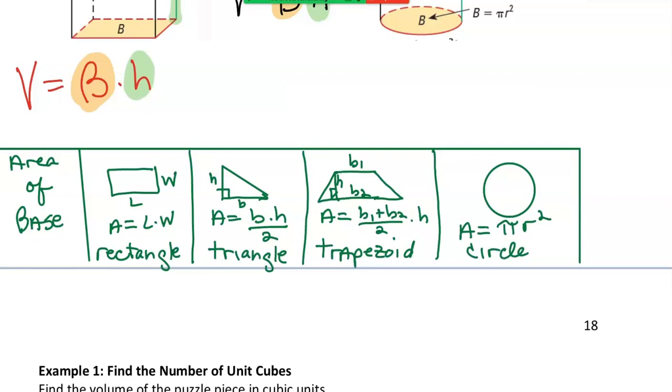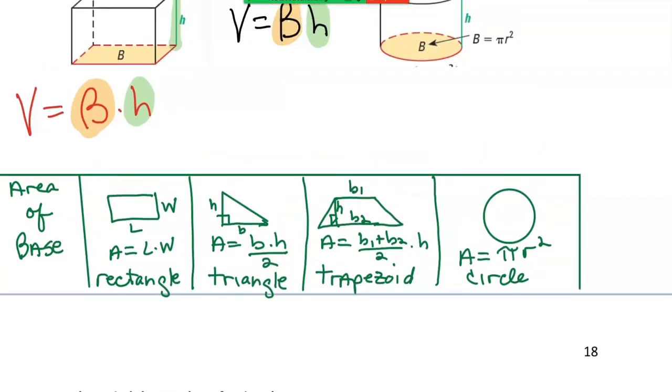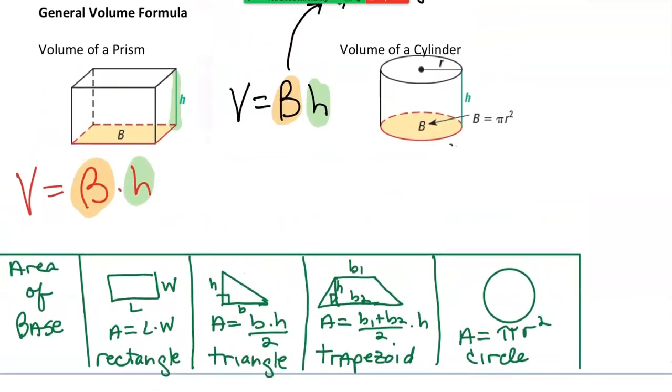Okay, so now that we have this basic understanding of how we're finding areas of various bases, we can go back to the volume of a cylinder. So the volume of a cylinder is still going to be B times H. That's capital B times H. So let's see if we can calculate it.